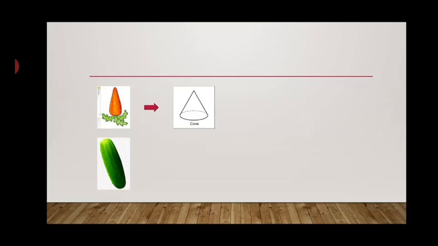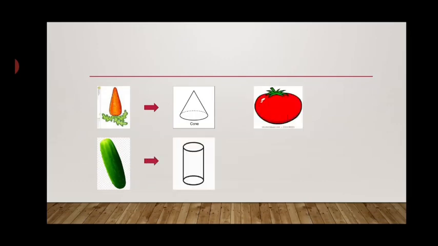So children, you saw in this poem the shape of carrot that is like a cone, the shape of cucumber that is like a cylinder, and the shape of tomato that is round, or we can say it as sphere. Children, have you heard about these shapes before?